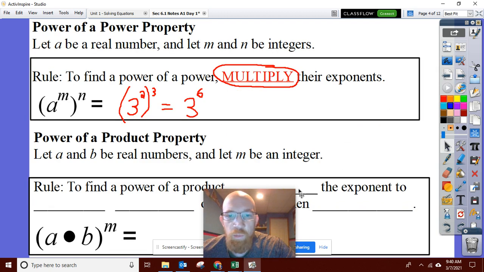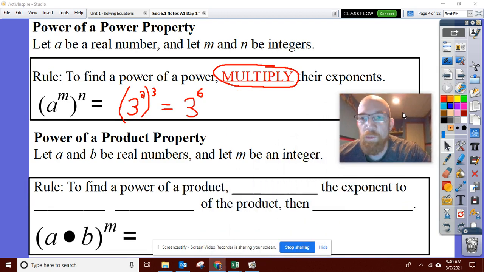I'm going to go back to this one down here now. This is something new, so please pay attention. It's only slightly new because it's just a little bit different. It says to find a power of a product. Okay, so here's a product, multiplication. It says blank the exponent. And basically what you're doing is you're distributing the exponent. So I'm going to write down distribute. And again, distribute means multiply. So this is very close to the other one.